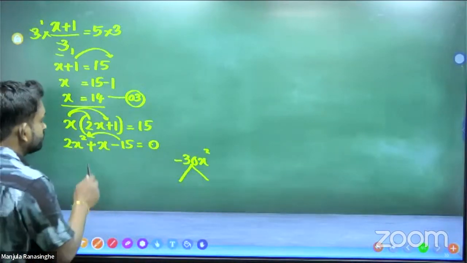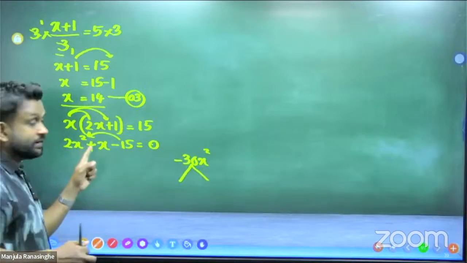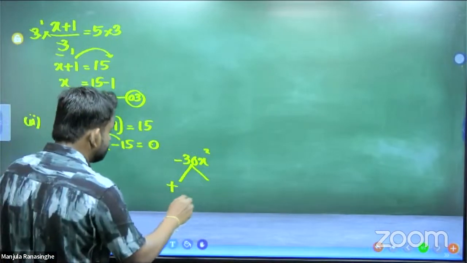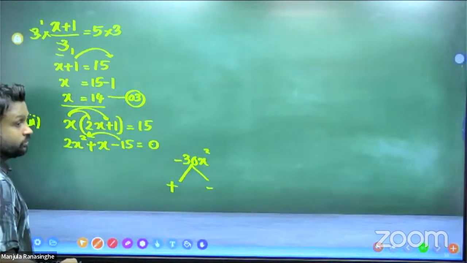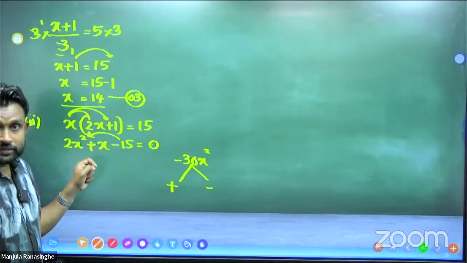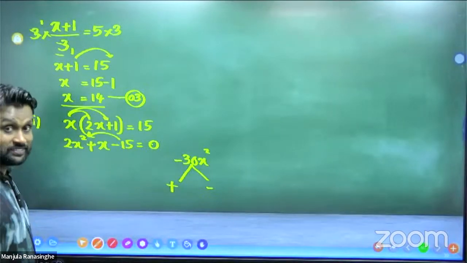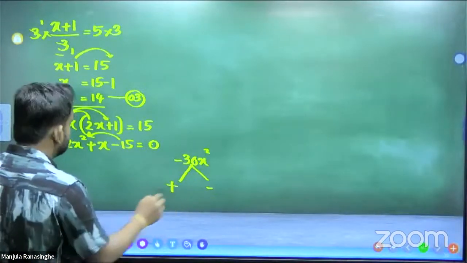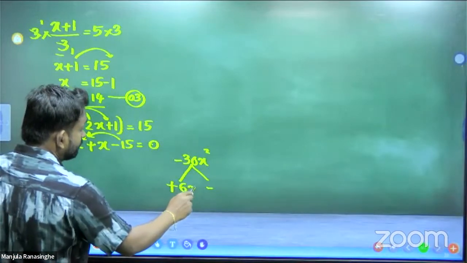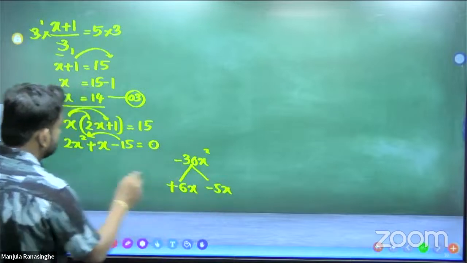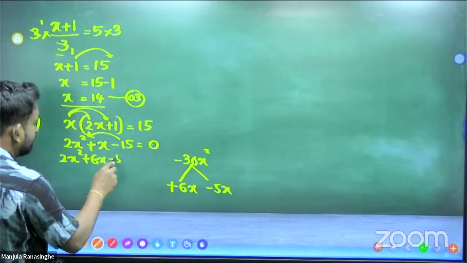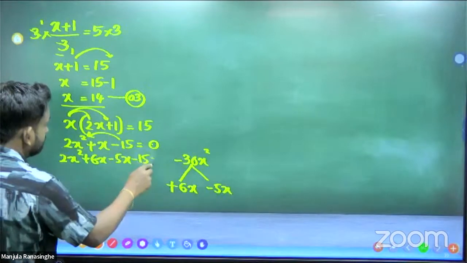Okay, then plus x means the difference is 1x, because the product is negative, so one is positive and the other one should be negative. Product negative, and then careful, the difference shall be plus 1, where the suitable pair is 6 and 5, 6 into 5 is 30. So here plus 1 is the sum, so the bigger value should be plus, so plus 6 minus 5. Now you can say that 2x squared plus 6x minus 5x minus 15 equals 0.